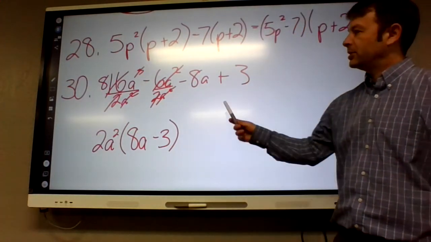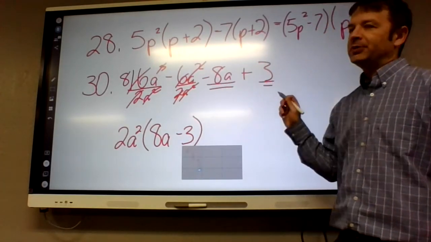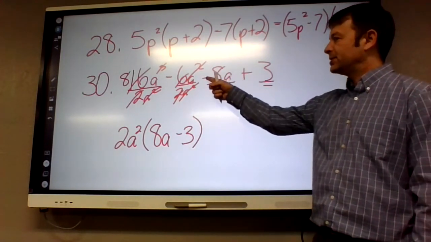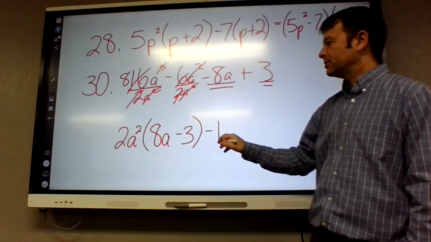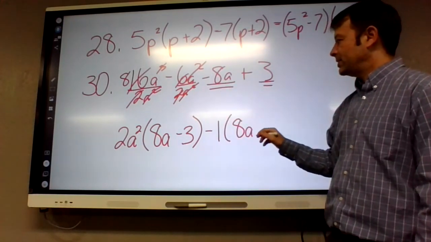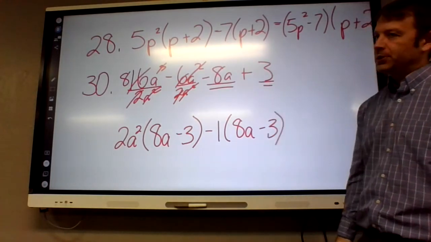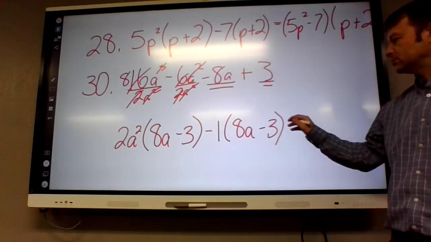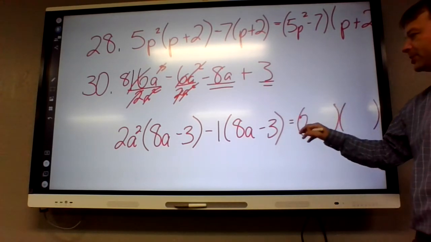Okay, what comes out of these last two? Nothing comes out, but you can always take out at least a 1. Since this term is negative, we're going to take out the negative 1. What's this divided by negative 1? Positive 8a. What's this divided by negative 1? Negative 3. And now our parentheses match.